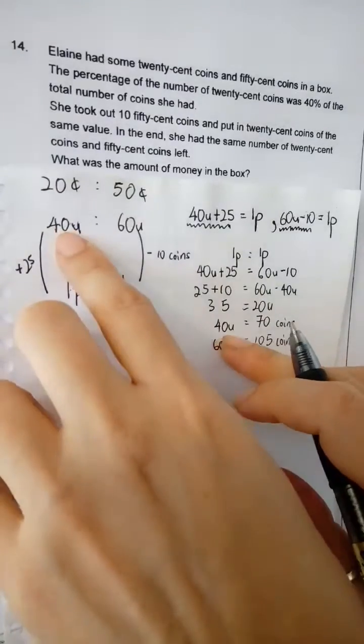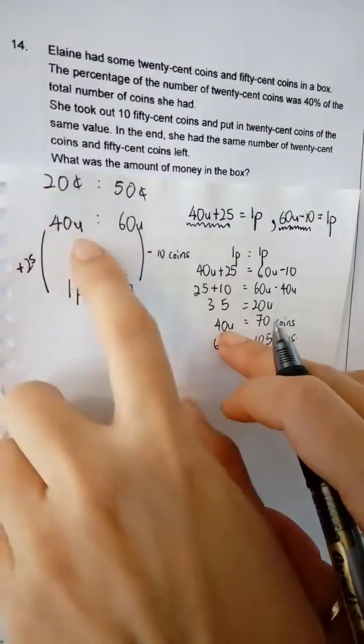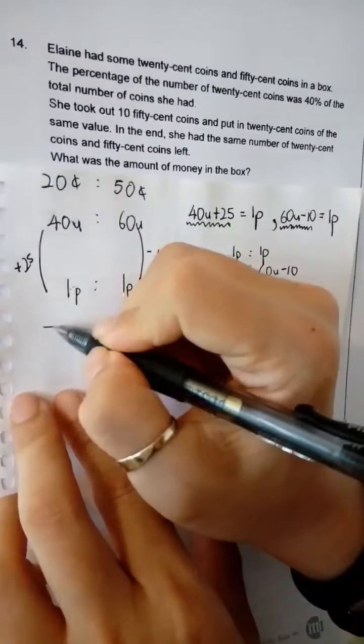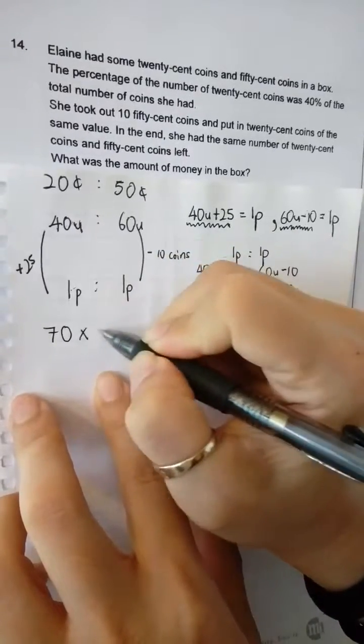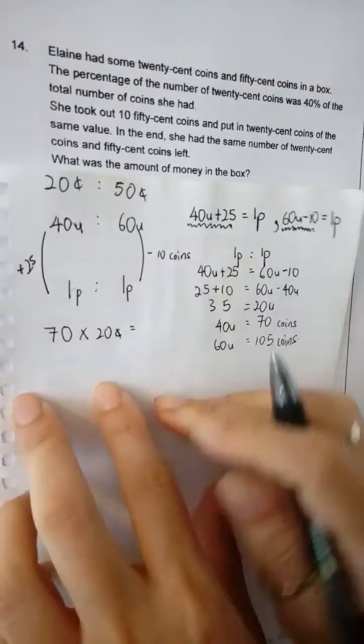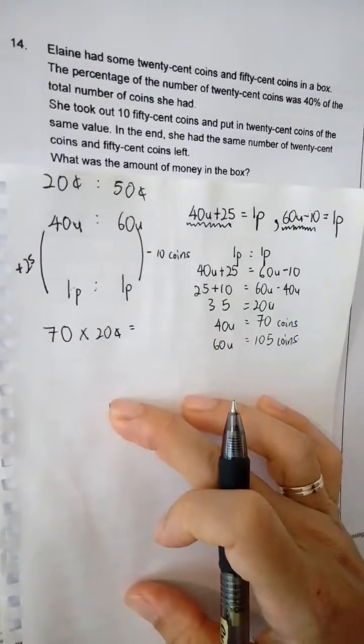Alright, so what do I have? I have 40 units of 20 cents. So 40 needs 70 coins, right? 70 coins, 70 sets of 20 cents. Okay.